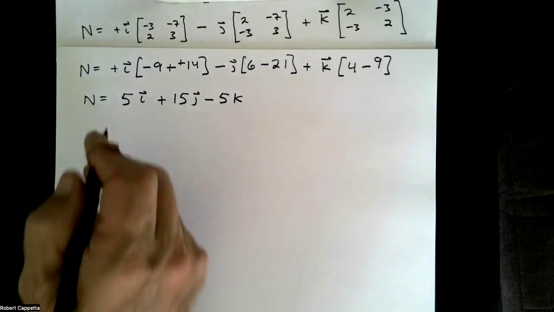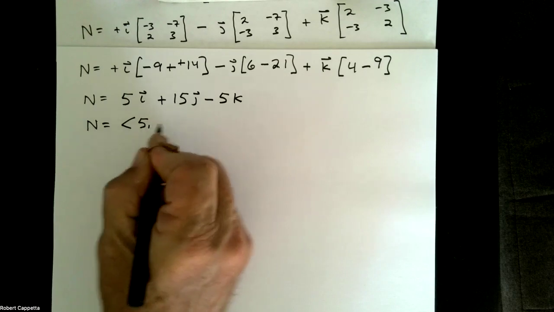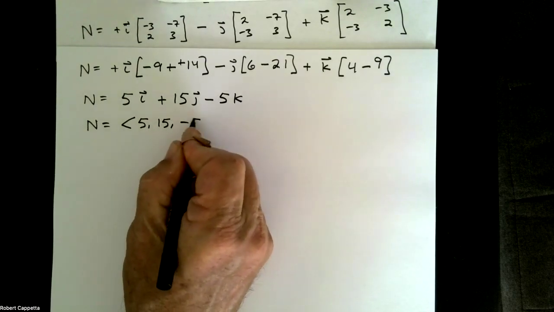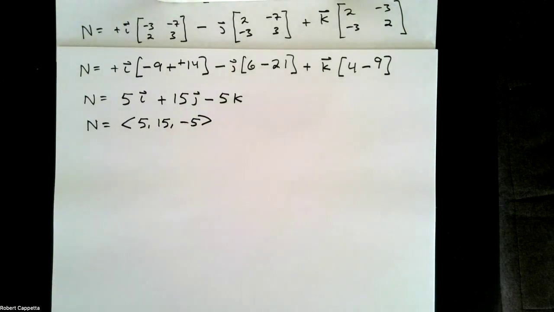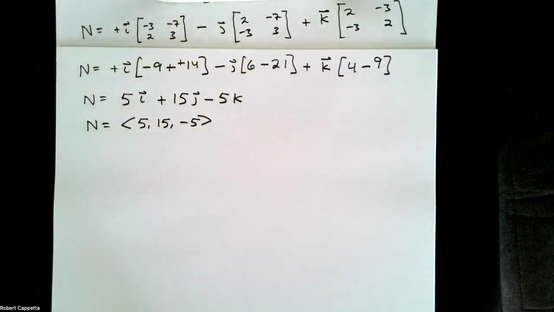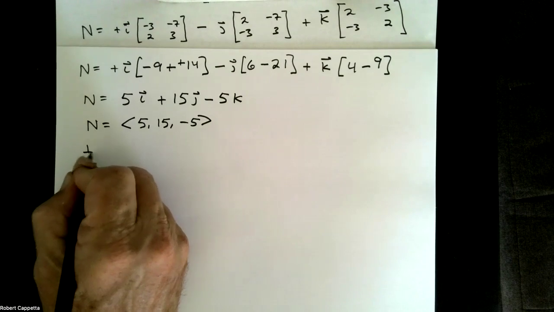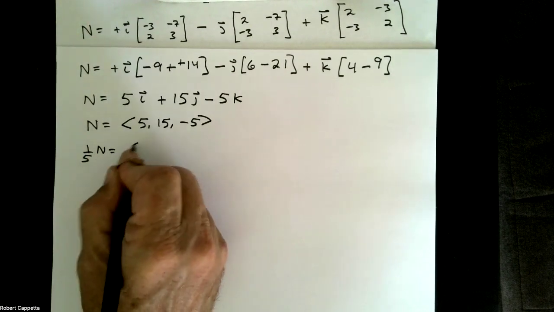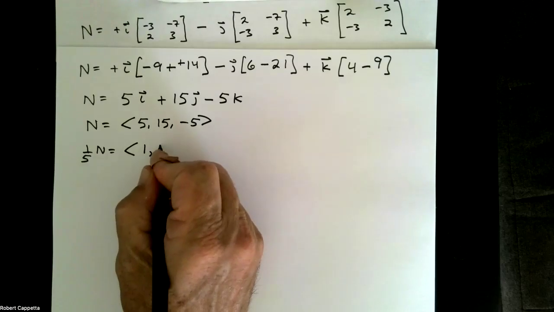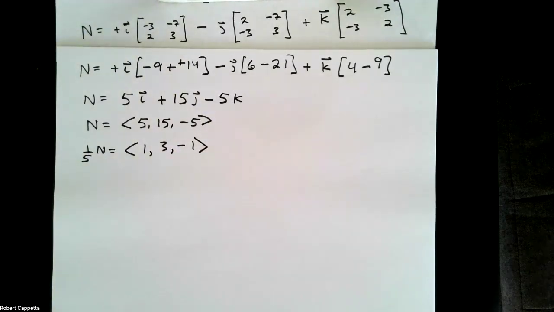So any multiple of this will be a normal vector. So one possibility for the normal vector is 5, 15, -5. But if I have a large normal vector, if I cut it down to size, it still will be a normal vector. So let's go ahead and say we would prefer to use 1/5 of the normal vector as our normal vector. 1/5 of 5 is 1, 1/5 of 15 is 3, 1/5 of -5 is -1. So this is a normal vector for the plane.